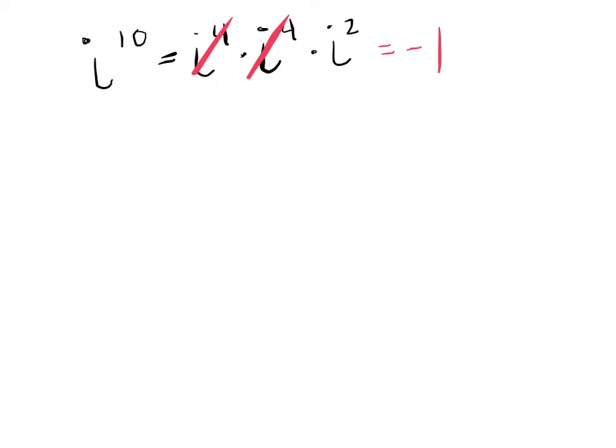The shortcut for doing this is you're basically just dividing 10 by 4, and you end up with a remainder of 2. So i squared comes from that remainder.